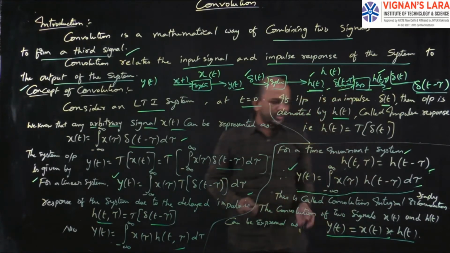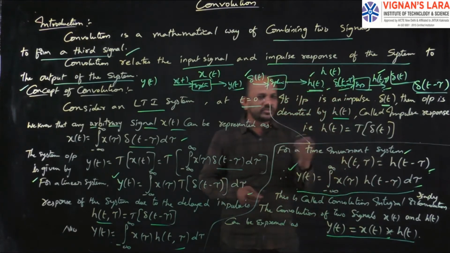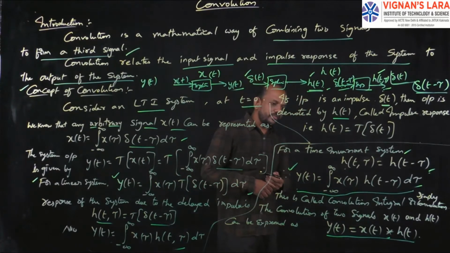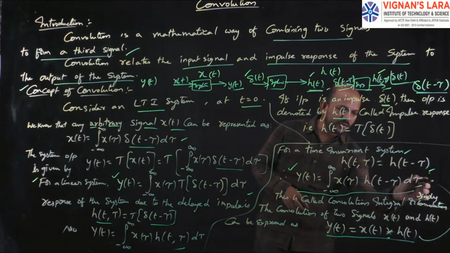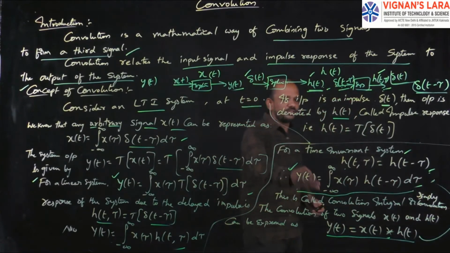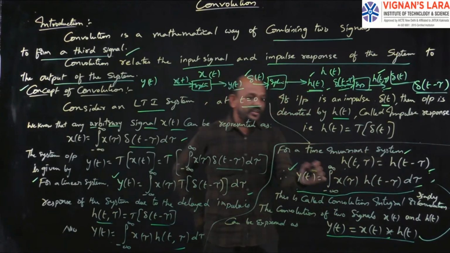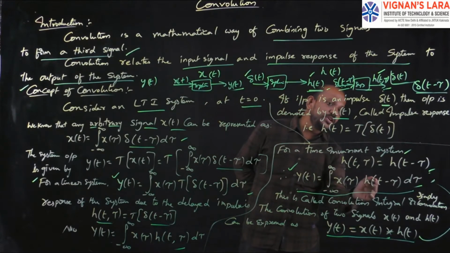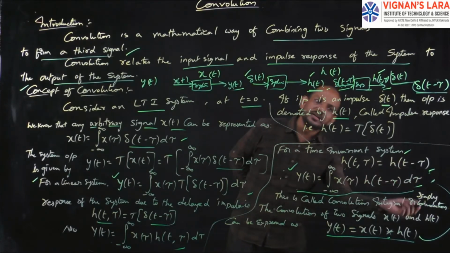So there are two signals, x of t and h of t. Now the convolution of the two signals can be expressed as y of t equal to x of t convolution h of t. For this the formula is y of t equal to integral from minus infinity of x of tau h of t minus tau d tau. Or you can write the formula as integral from minus infinity of x of t minus tau into h of tau d tau. We can write it that way also.